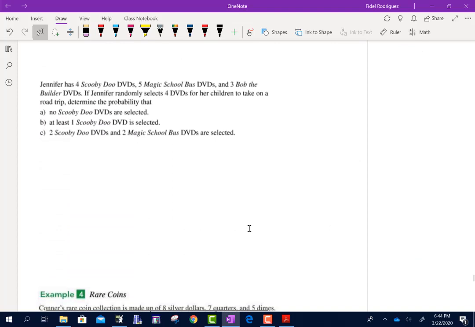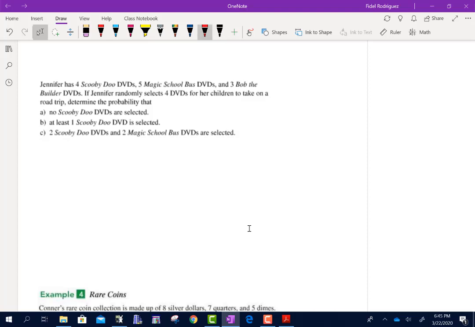Okay, let's try the next problem here. Jennifer has 4 Scooby-Doo DVDs, 5 Magic School Bus DVDs, and 3 Bob the Builder DVDs. If Jennifer randomly selects 4 DVDs for her children to take on a trip, determine the probability that A, no Scooby-Doo DVDs are selected. All right, let's do A, and then we'll figure out parts B and C.